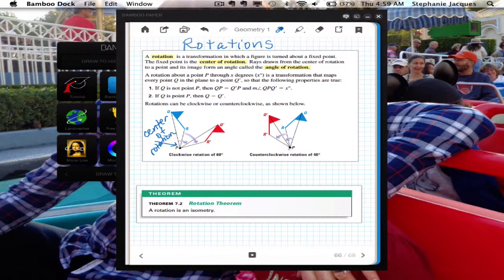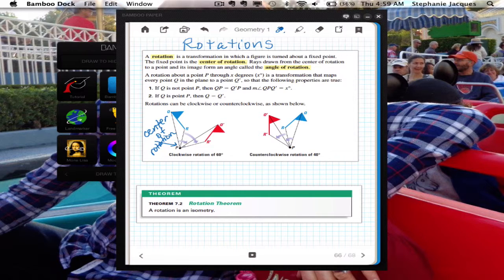Also over here, that P is the center of rotation. Rays drawn from the center of rotation to a point and its image form an angle called the angle of rotation. So your angle of rotation is going to be how far it goes from the original image to the next image, so the pre-image to the image.